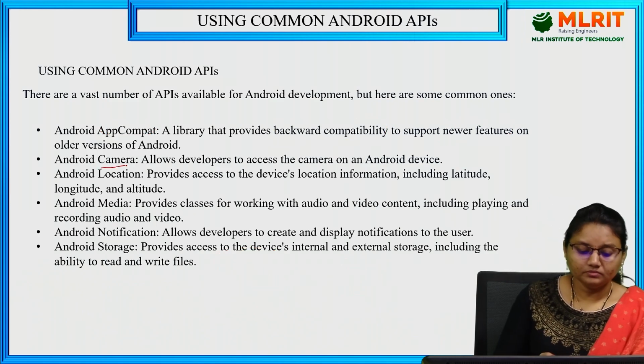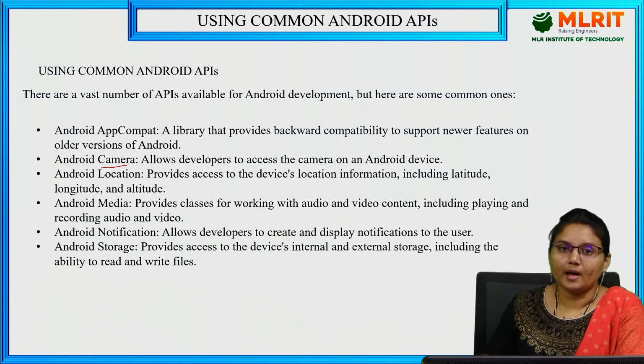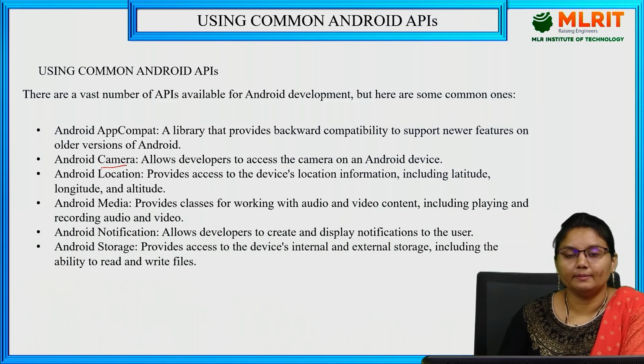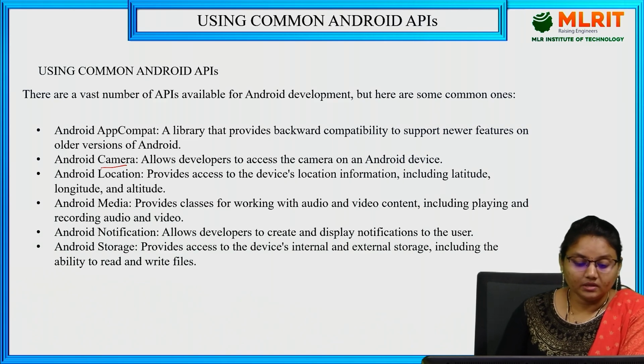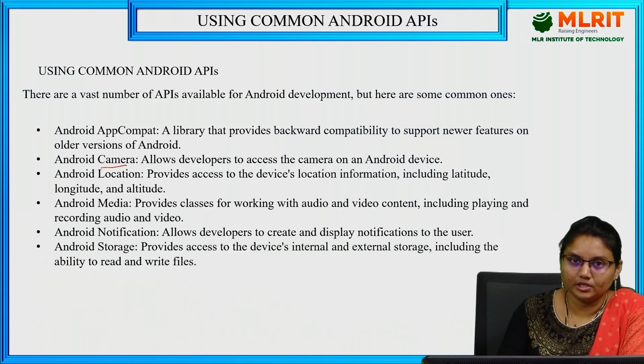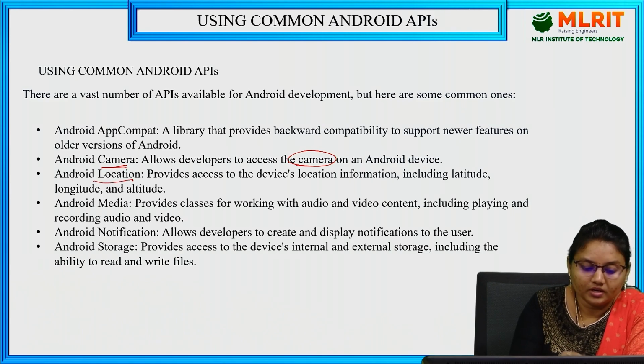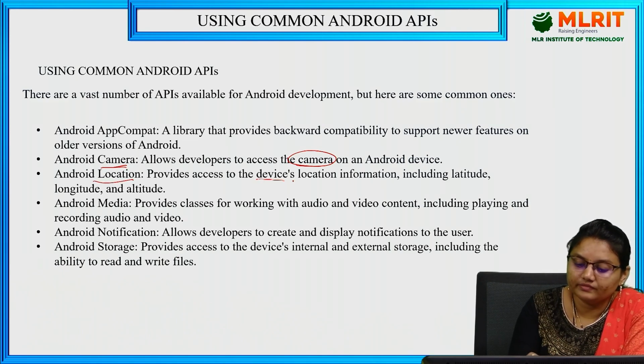Camera. Whenever you want to upload some photographs or some external files from your application, it should be capable of accessing the default system applications also. One such thing is the camera. Android camera allows developers to access the camera on the Android device. Android location provides access to the device location.